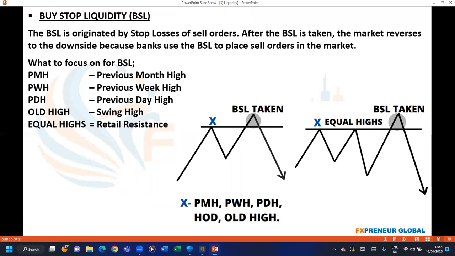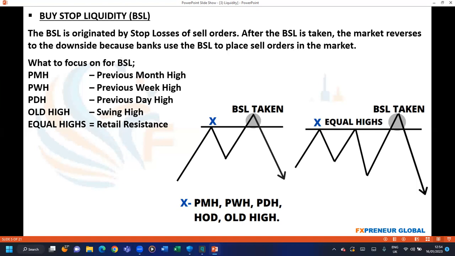And where can you find these stop losses of sell orders? You have to find these stop losses of sell orders at the exact point or above the point where sell setups appear. This is where you have this buy stop liquidity. That is where you have the accumulation of stop losses of those who sold.